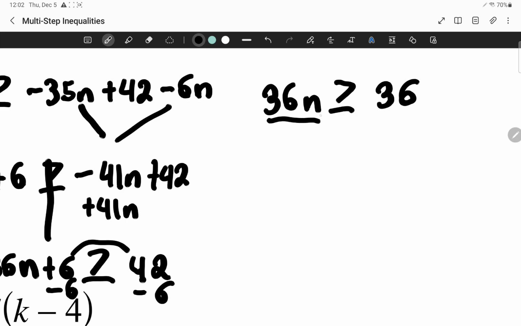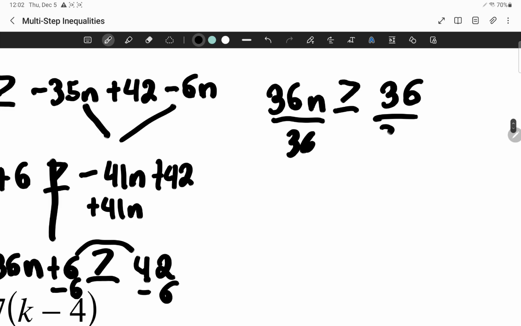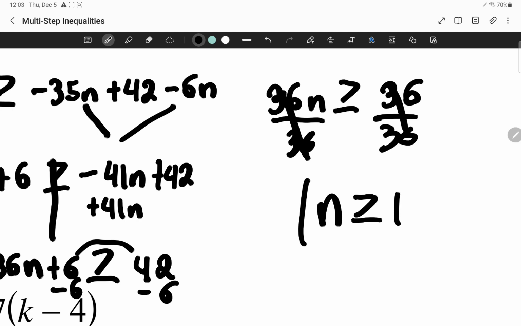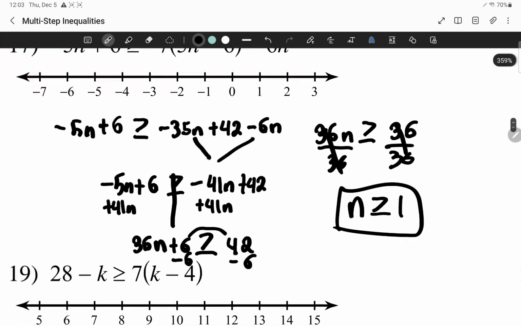Now, finally, we have a number right next to a letter, so we divide by that number. 36 divided by 36 becomes 1, so my answer is n is greater than or equal to 1. All right, that is how you're going to be solving for inequalities. It's not very hard.